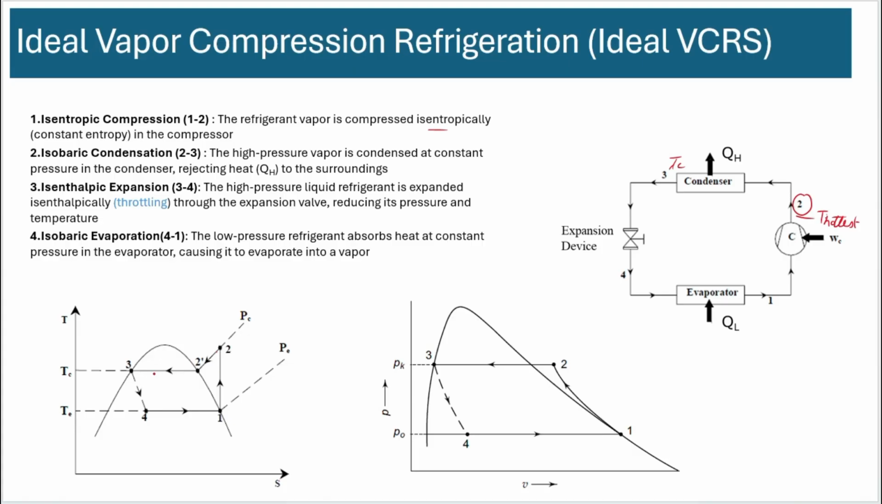You'll have an isenthalpic expansion. It's not isentropic. Isentropic would be a straight line here, and that happens at 3-4. Okay, so high pressure liquid refrigerant is expanded through the expansion valve. Let's go back here one more step. Here it is gas. Okay, it's coming into the condenser as gas.